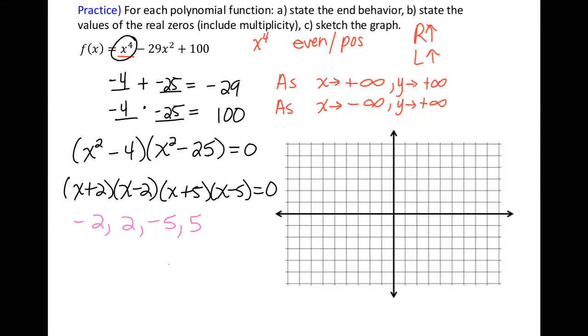So for the scale, go all the way to positive 6 and negative 6. And we're going to put dots on all of those. So negative 2, positive 2, negative 5, and positive 5. And my arrows are both upwards. And we're going to cross every time. So cross, cross, cross, cross. And that's it.